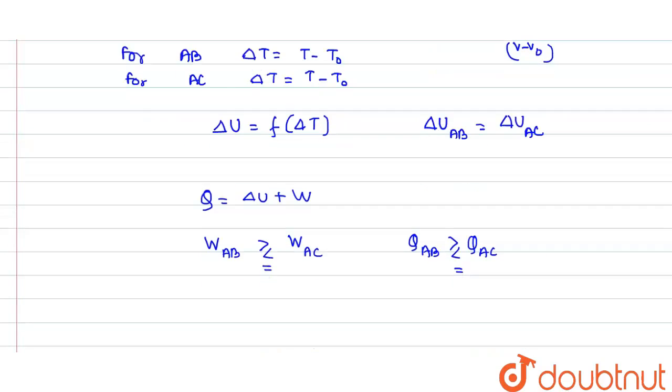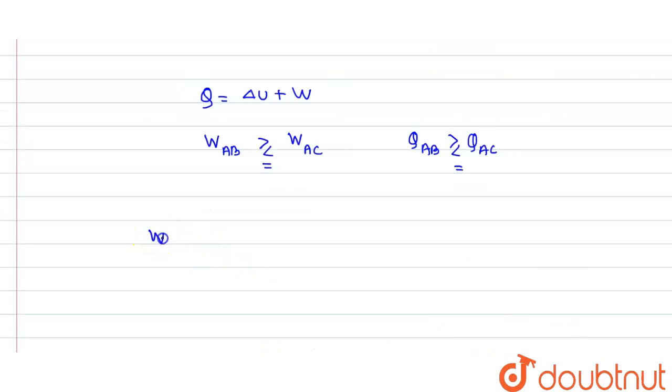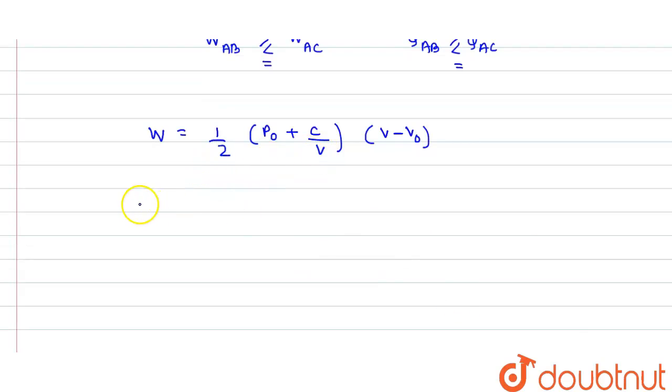Now if we calculate the work done using the same thing, work done would be equal to 1 divided by 2 into the sum of parallel sides, P naught plus C divided by V, multiplied by the distance between the parallel sides, V minus V naught. Now if we differentiate this expression with respect to volume, dW divided by dV, we can check whether the slope comes out equal to 0, greater than 0, or less than 0.